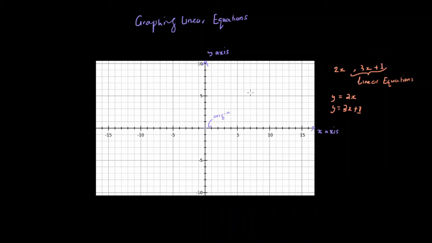Now, each of these four sections can also be called something. They're called quadrants, quad for four, and they're numbered in a weird way. They go counterclockwise, so they go this way. So this is quadrant number 1, this is quadrant number 2, quadrant number 3, and quadrant number 4.